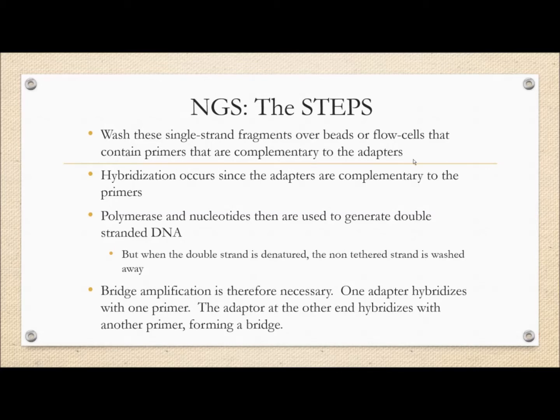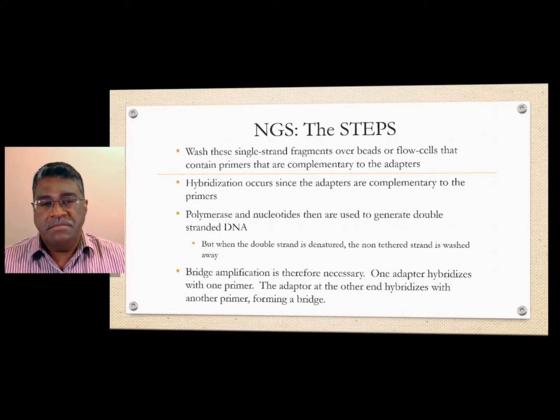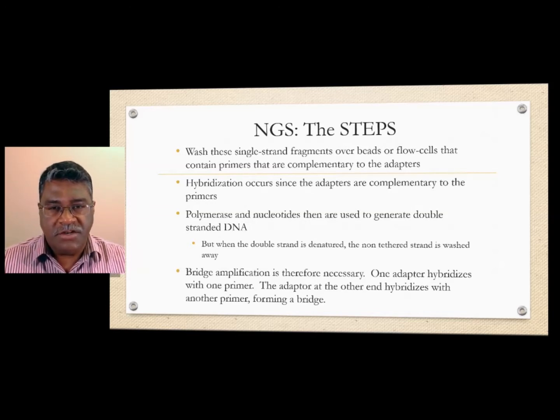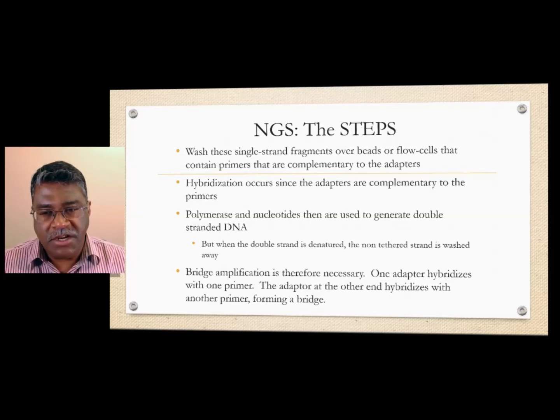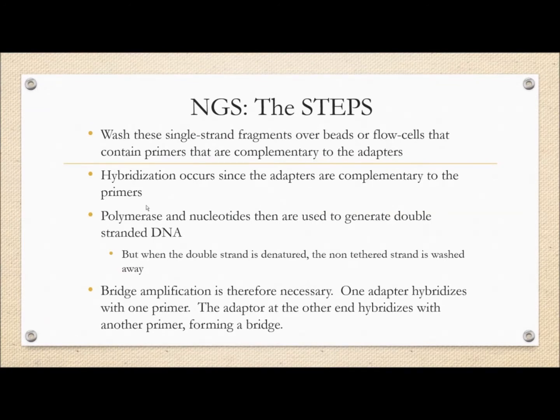Now remember, this is beginning to look a little bit like the Sanger sequencing, right? That means the primer is the one that creates the chain, which is the beginning of the creation of the complementary chain to the fragments that you've created from your reference DNA sample. So hybridization occurs since the adapters are complementary to the primers, and polymerase and nucleotides are used to generate double-stranded DNA. And when the double strand is denatured, the non-tethered strand, which is not ligated to the beads or the flow cell, is washed away.